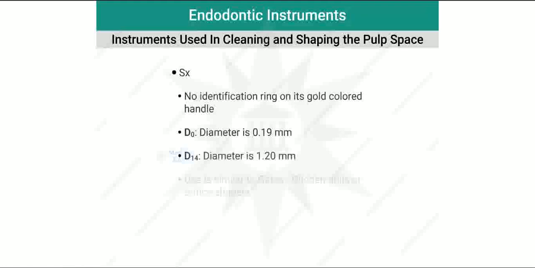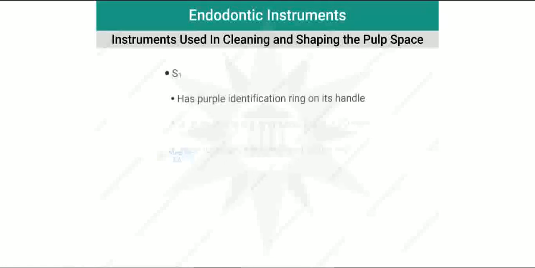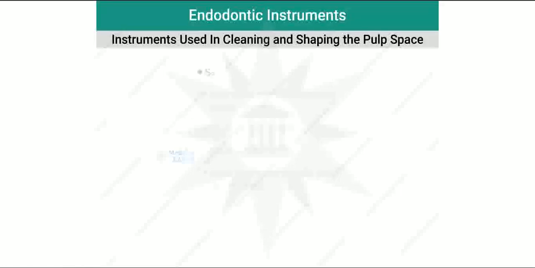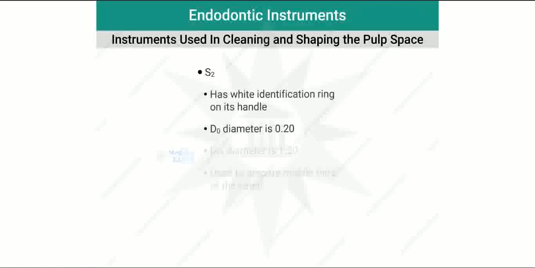Then SX. It has a purple identification ring and the diameter at D0 is 0.17 mm, which is lower than that of a S1. It is used only to prepare the coronal portion. Next, S2. It has a white identification ring on its handle and the diameter at D0 is 0.20 mm and at D14 it is 1.2 mm. They are used to prepare only till the middle third of the canal.